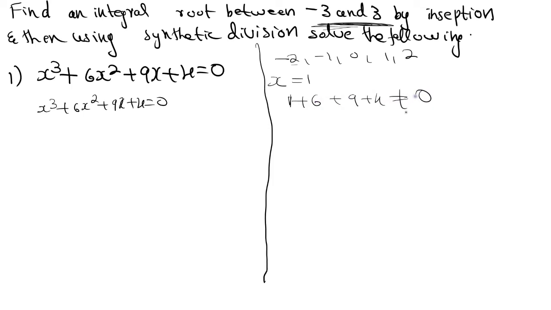There is no chance of getting 0. Then take x equal to minus 1. What will you get? Minus 1 cube plus 6 into minus 1 square plus 9 into minus 1 plus 4.